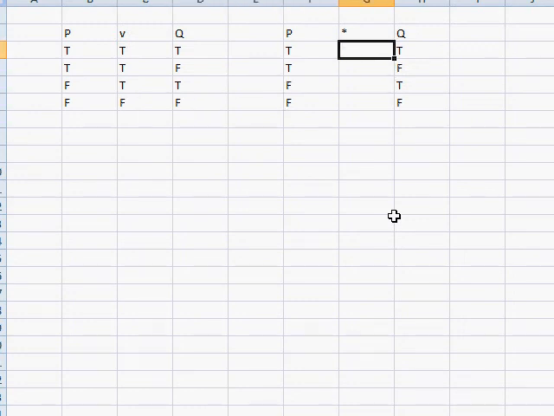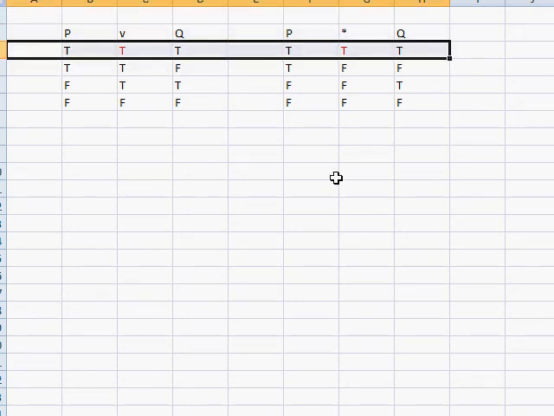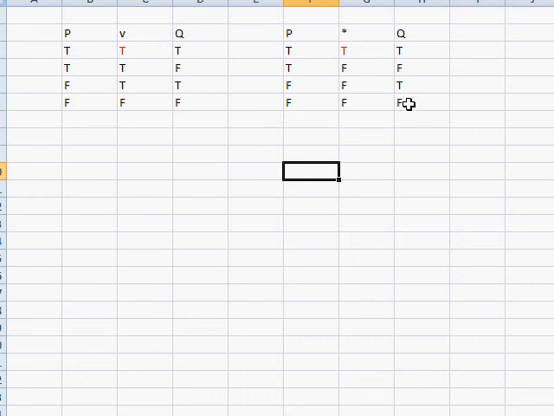The conjunction is only true when both of the conjuncts are true. First line, we get true. Second line, we get false. Third line, we get false. Fourth line, we get false. But as you can see right here, I'll just make this red. You can see right here on line 3 they have the same truth value, and so these statements are consistent.